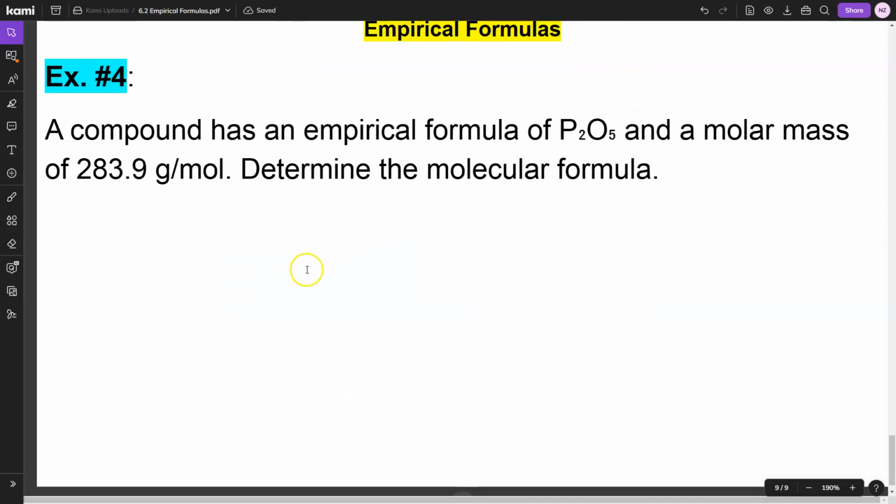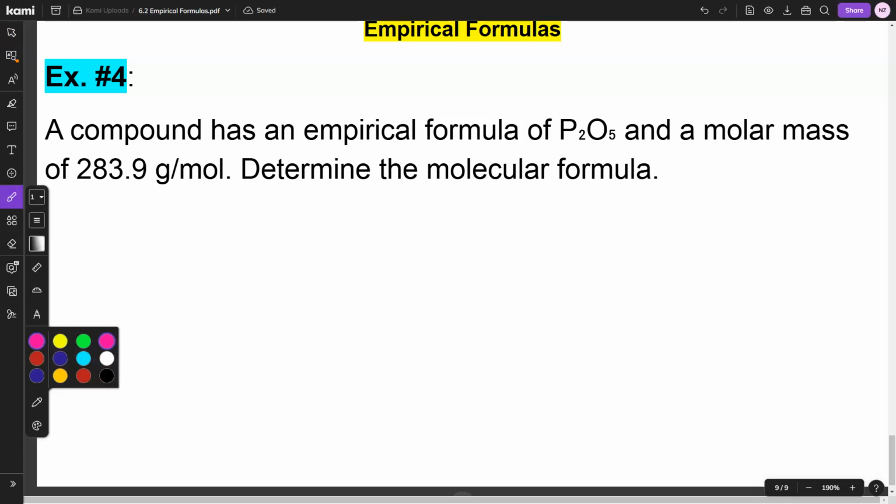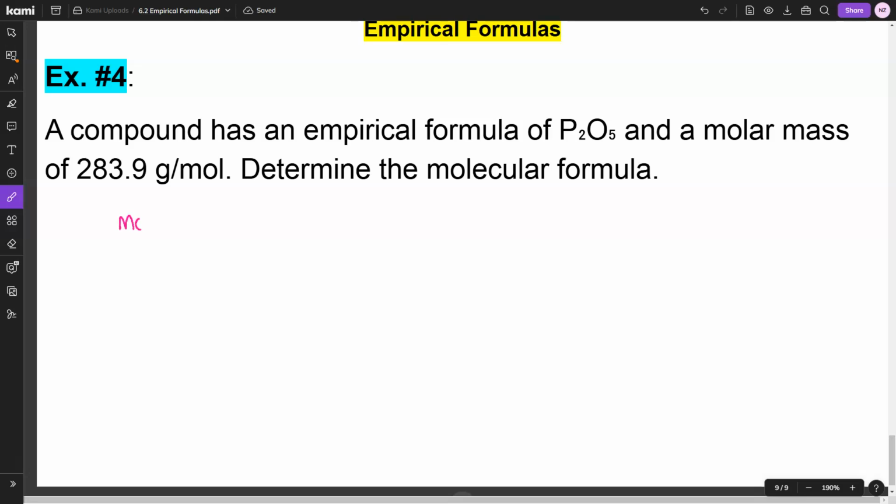All right, let's do one last example here. A compound has an empirical formula of P2O5 and a molar mass of 283.9 grams per mole. Determine the molecular formula. So to save some time here, I've already calculated the molar mass. So the molar mass of P2O5 is equal to 141.94 grams per mole.